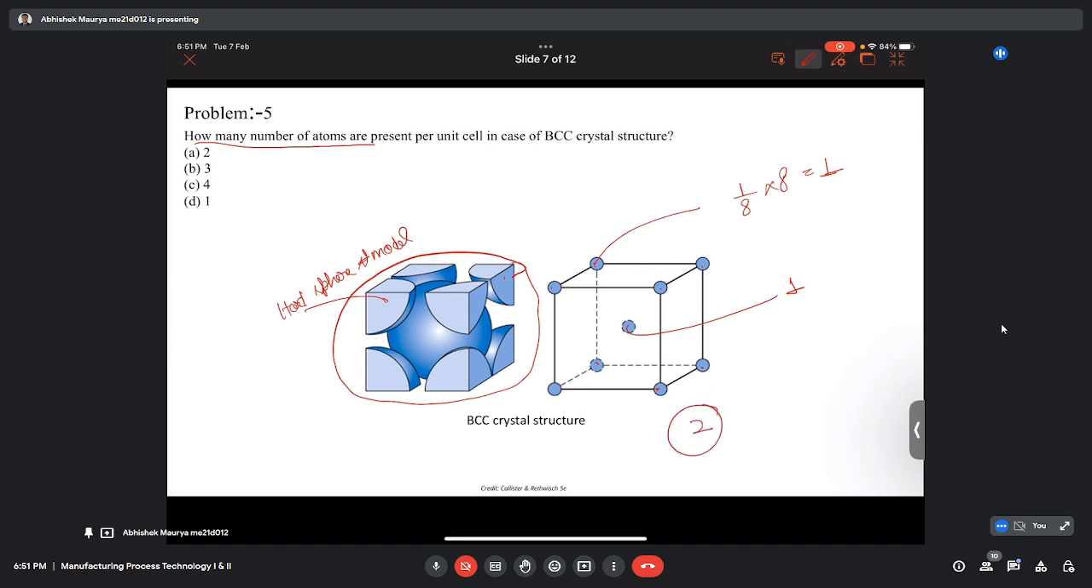And the correct answer is A. So most of you have got the correct answer. So if still any of you have any doubt, please let me know.